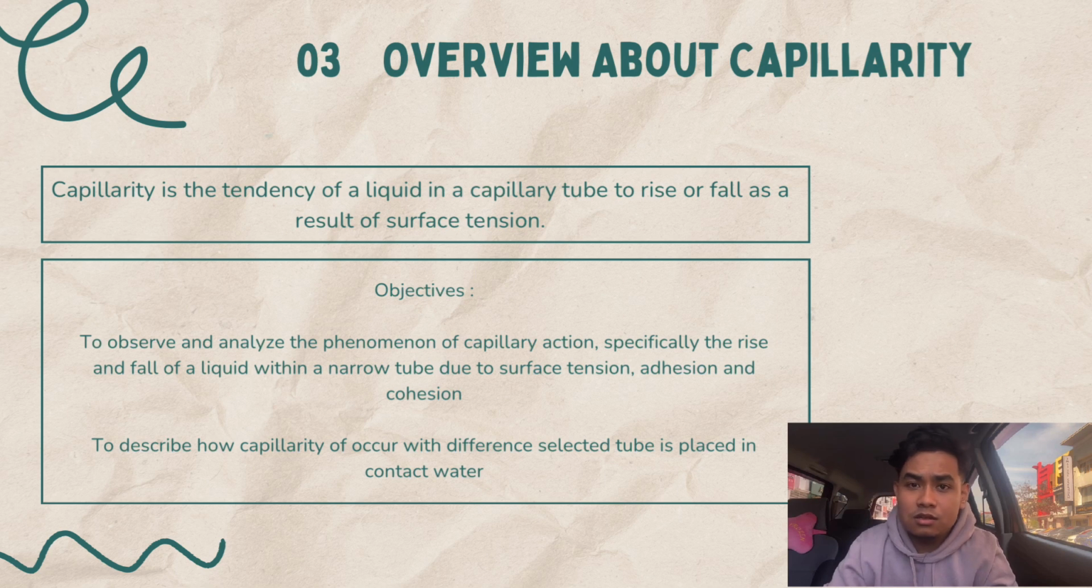Capillarity is the tendency of a liquid in a capillary tube to rise or fall as a result of surface tension. The objective of this experiment is to observe and analyze the phenomenon of capillary action, specifically the rise and fall of a liquid within a narrow tube due to surface tension, adhesion and cohesion. Besides that, this experiment also aims to describe how capillarity occurs with different selected tubes placed in contact with water.